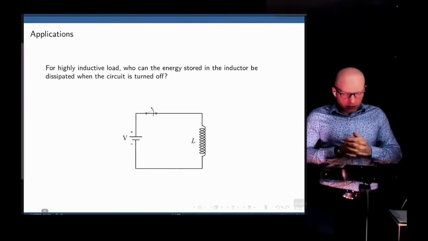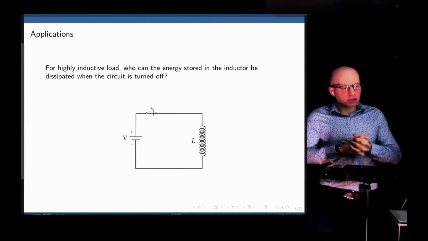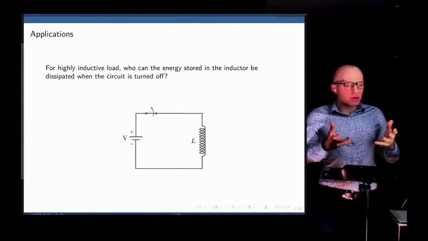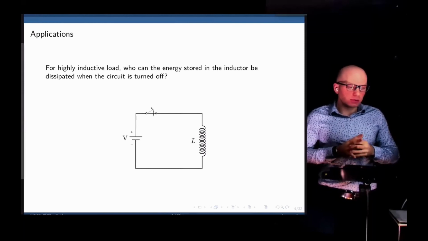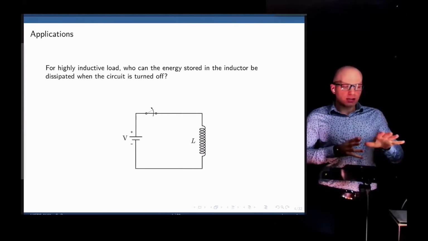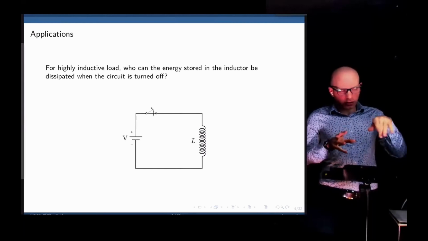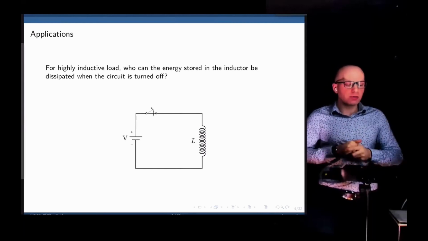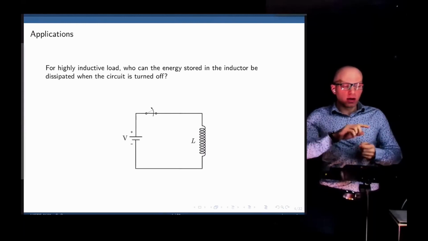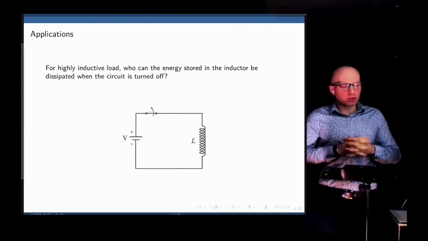Another application of diodes is something that you probably noticed when you used DC motors before. A DC motor is an inductive load, essentially. It behaves like a large inductor. In this example here, let's assume we have this circuit, we close the switch, we load the battery, we load the inductor with a certain voltage and a current, and then we open the switch.